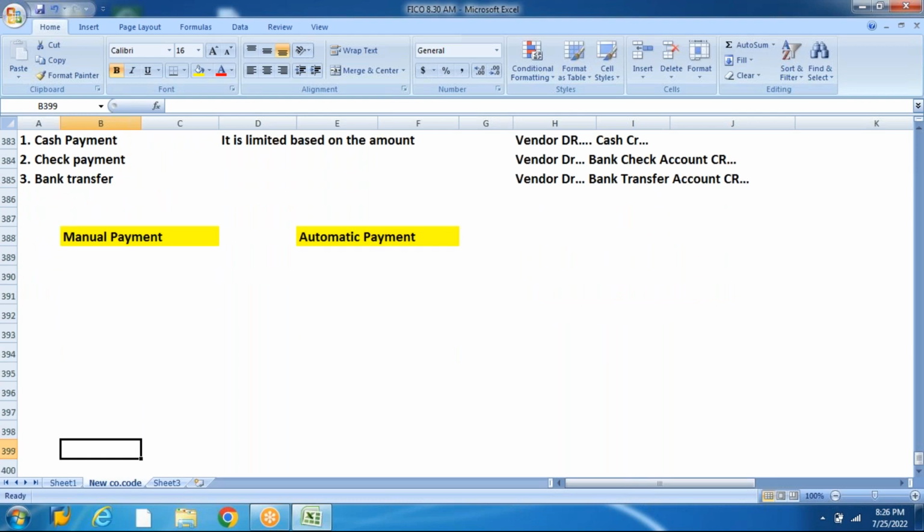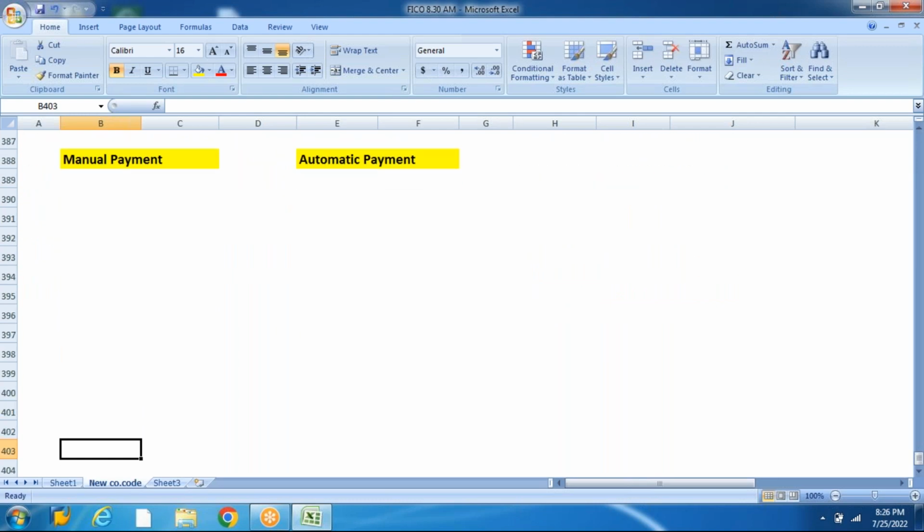Now, in short, what we are talking about: if it is a manual accounting entry for payment, it's a manual payment. If it is an automatic accounting entry for payment, it is an automatic payment. Clear? Yes, sir.